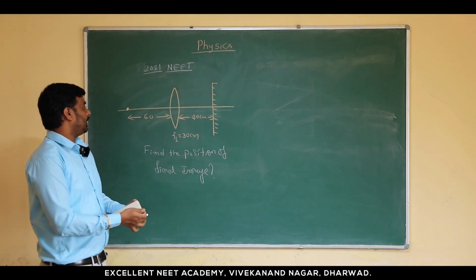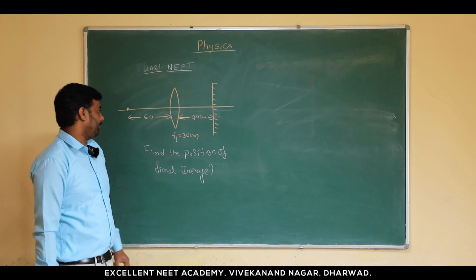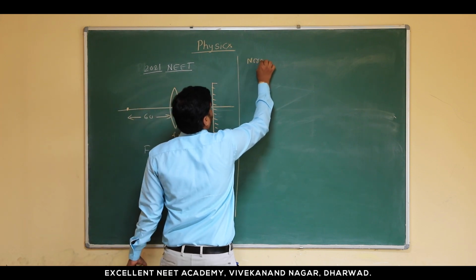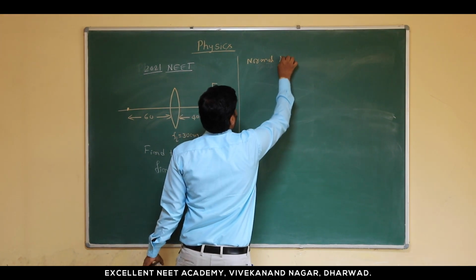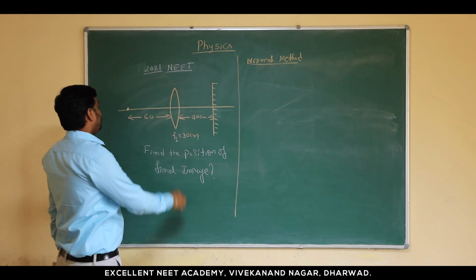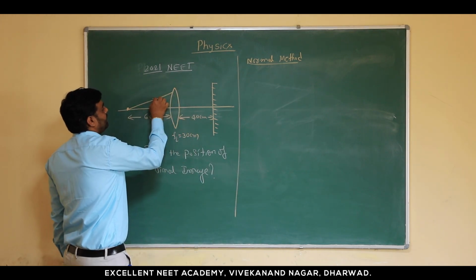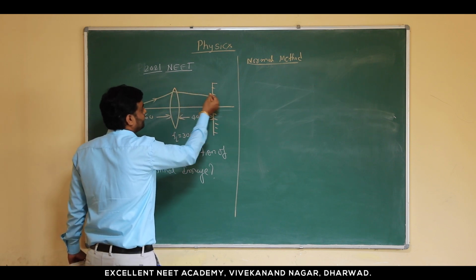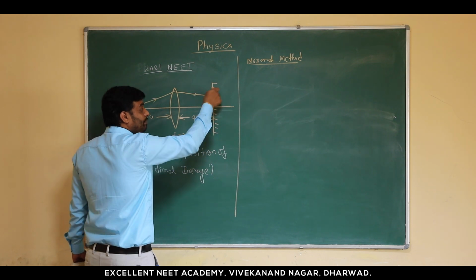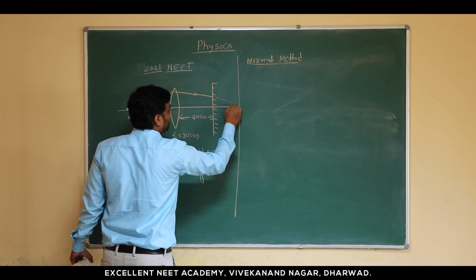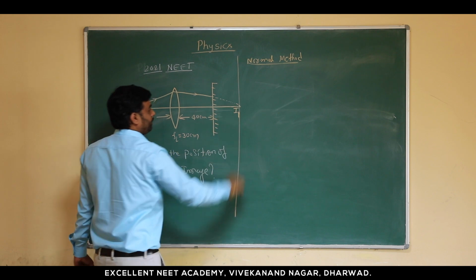How to solve this one? First the normal method. I will use two methods. First one is the normal method. Here light ray is incident on this lens and refraction takes place. Suppose the mirror is not present, the image will be formed here. This is I1.